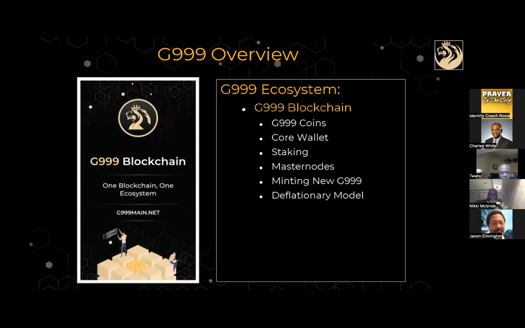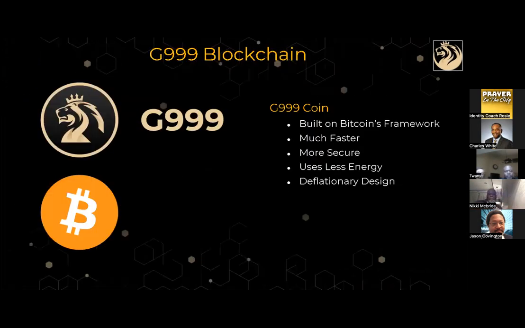So we're going to talk about our blockchain itself, how it works, what it does. The G999 coin is where it all begins. The G999 coin was built on Bitcoin's framework. So it is basically a Bitcoin that has been souped up, and if anyone's seen The Six Million Dollar Man or is old enough to remember that, we have the technology to build it stronger, faster, and better.